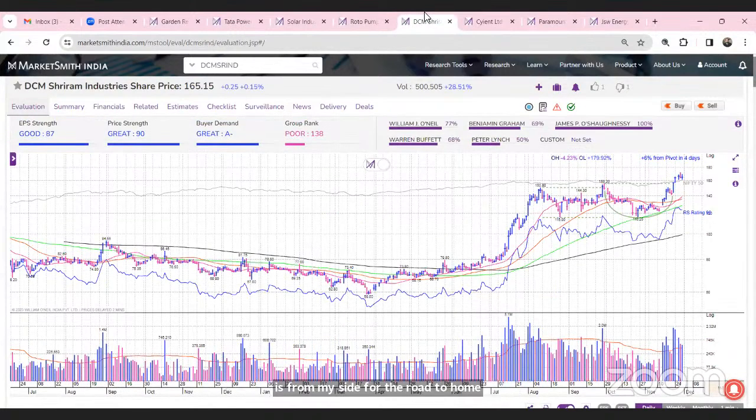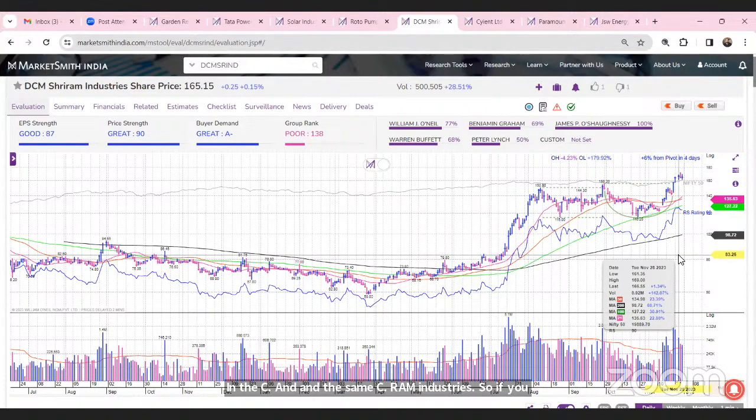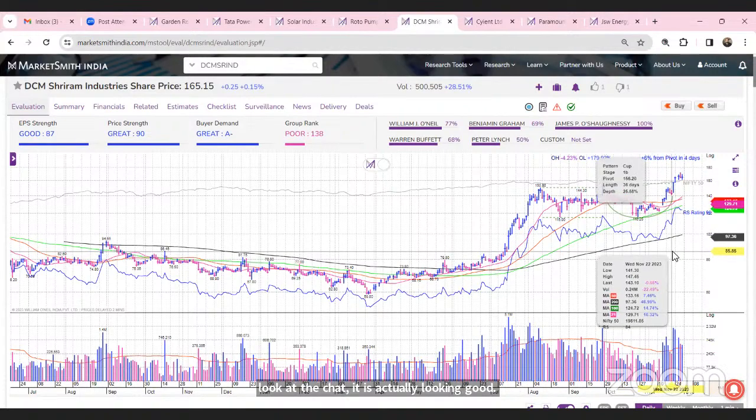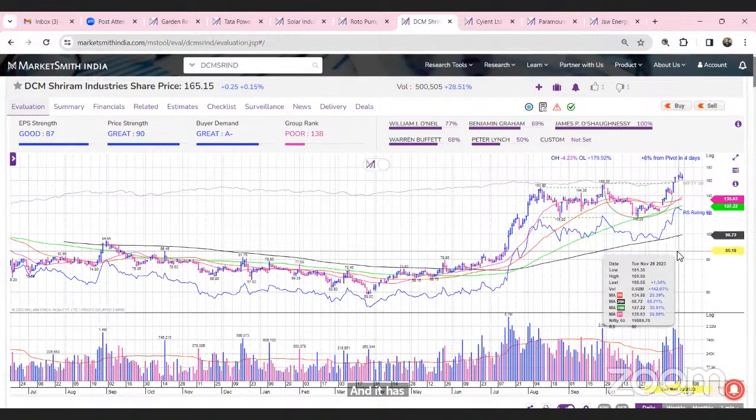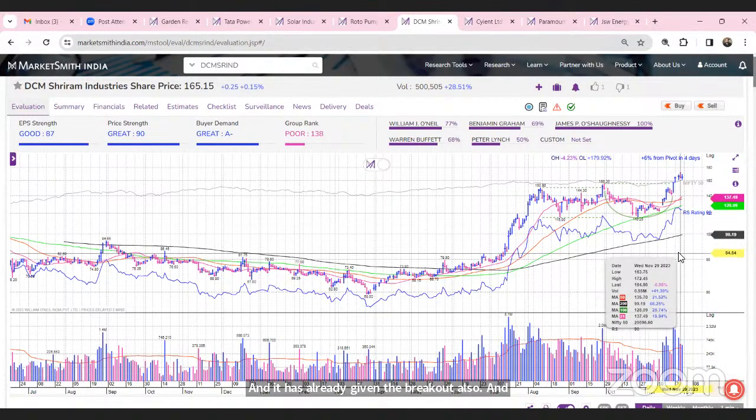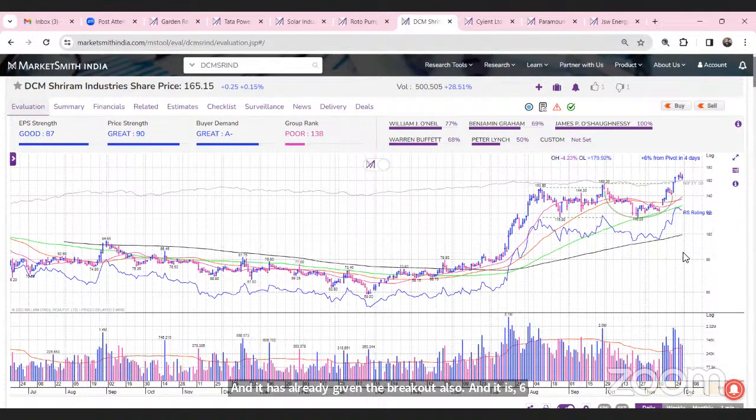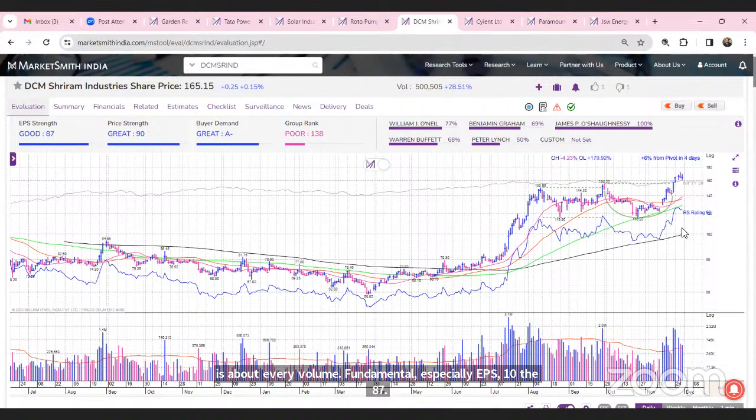Now, DCM Sriram Industries. If you look at the chart, it is actually looking good, and it has already given the breakout also, and it is 6% from the pivot level in just 4 days. If you look at the volume part, it is also good. Volume is above average volume. Fundamental, especially EPS strength, is 87. Price strength is also good, 90. Buy demand is also great.